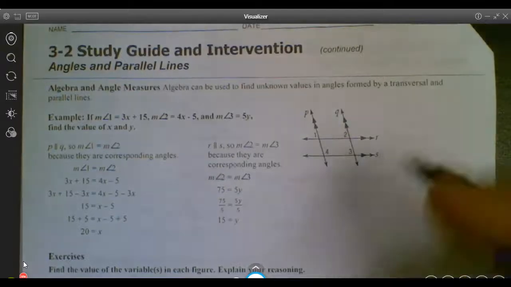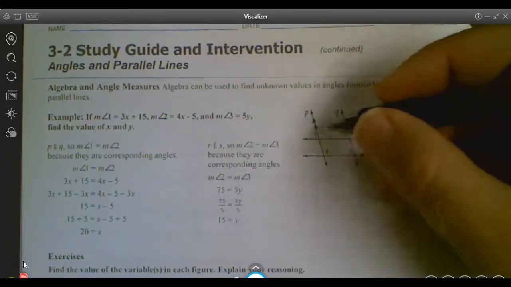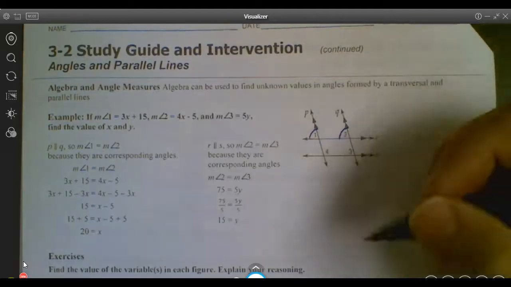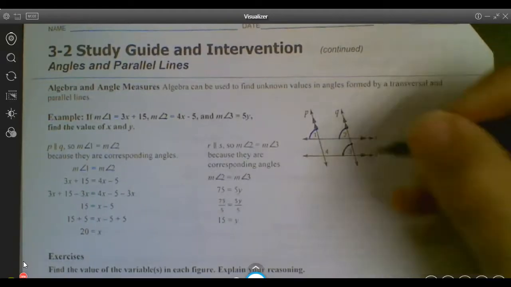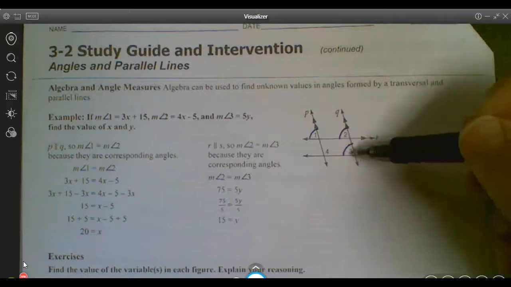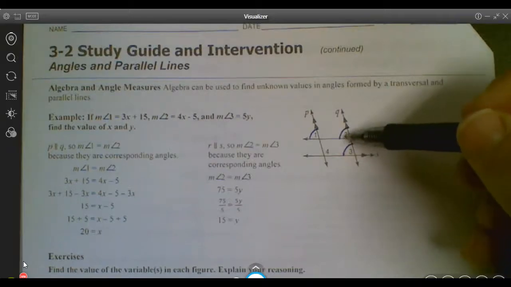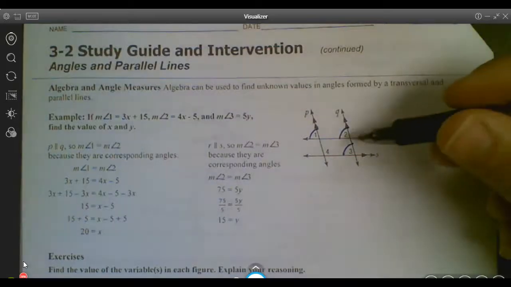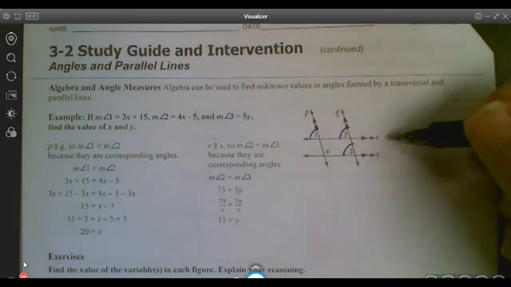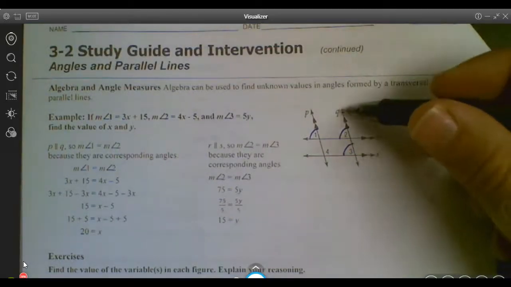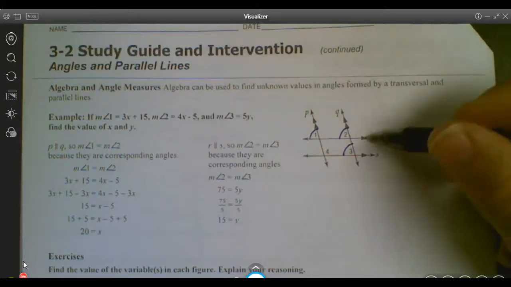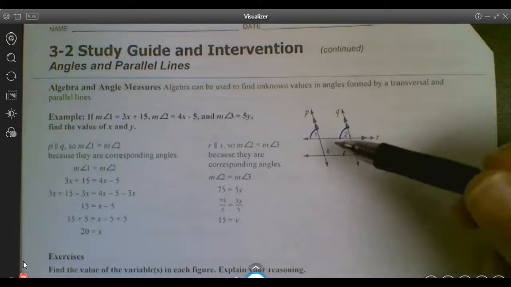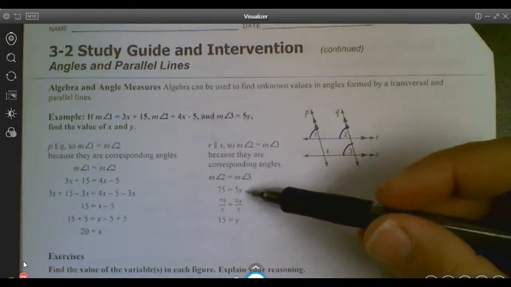As far as the y value, this was angle 1 with an x in it. This was angle 2 with an x in it. Angle 3 is right here. So what do we notice about the relationship between 2 and 3? Well, as I look at 2 and 3, I can see that angle 2 and angle 3 are congruent to each other because they are corresponding angles. They're both connected to line Q, that's the transversal, and these two lines are parallel. So 2 and 3 are corresponding angles, and so I can set them equal to each other and solve from there.